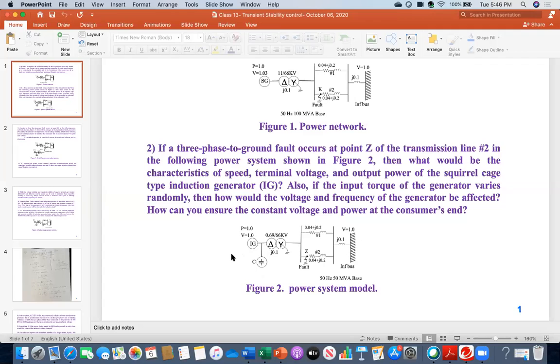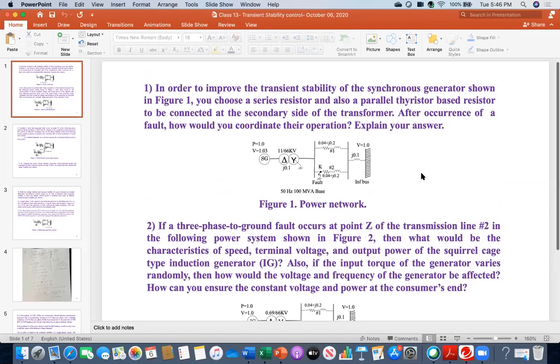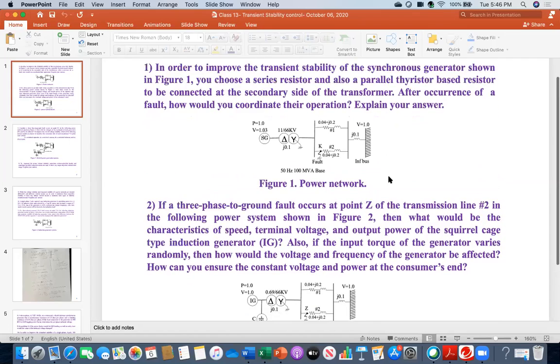Oh, my bad. Because I saw it as a synchronous generator when I read the problem. I didn't notice it's induction. Oh, no, the first one was the synchronous generator. Yeah, you see? Yes. Okay, thank you.